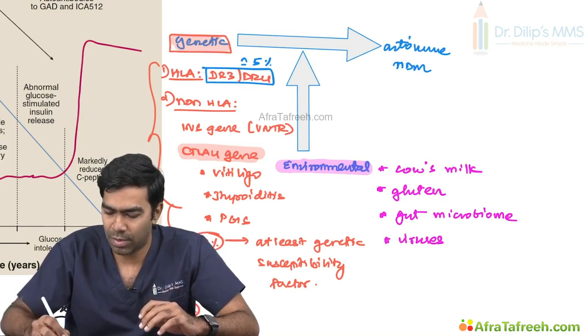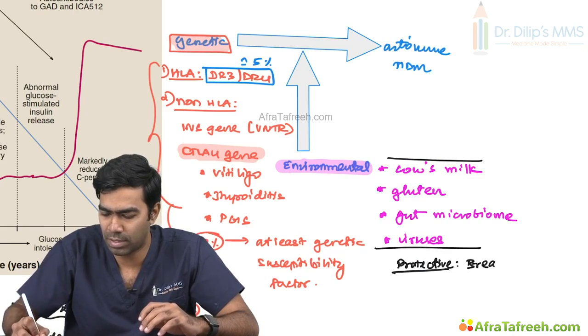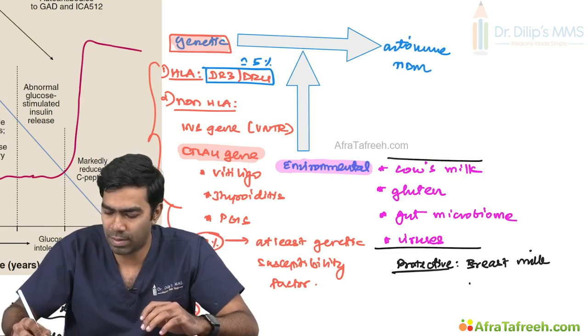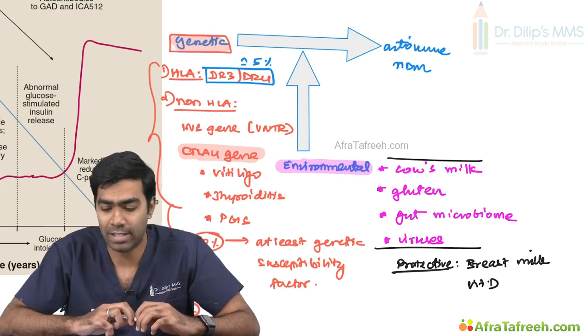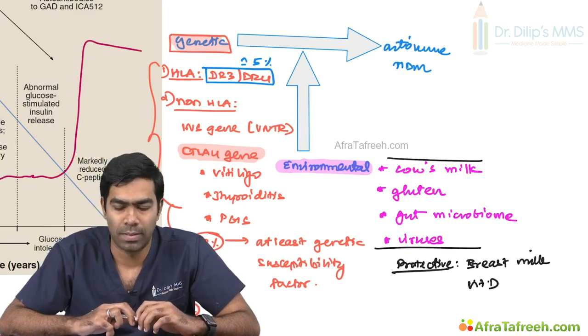And there are some environmental factors which are thought to be protective against the development of autoimmunity, like for example, breast milk, that is the mother's milk, can actually be protective, and at the same time, vitamin D is supposed to be protective in majority of the trials against the development of autoimmunity and autoimmune type 1 diabetes mellitus.